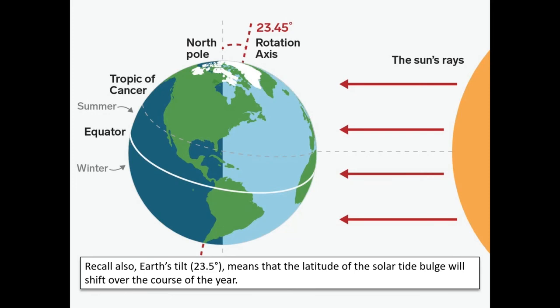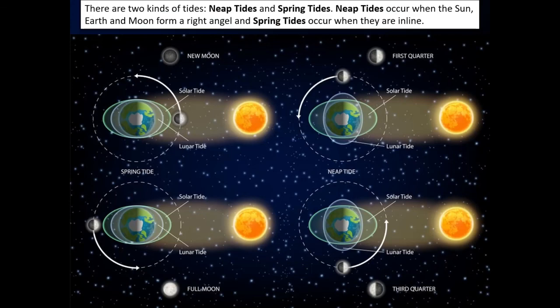Also remember that Earth's tilt is 23.5 degrees, so the latitude of the solar tidal bulge is going to shift over the course of a year. During the summer, you're going to have a maximum solar tidal bulge centered around the tropics, like the Tropic of Cancer. But in the winter, that's going to shift, and you're going to have a maximum tidal bulge over the Tropic of Capricorn in the south. So all these little astronomical variables are playing a role to determine how big the tides are in different locations over the Earth.